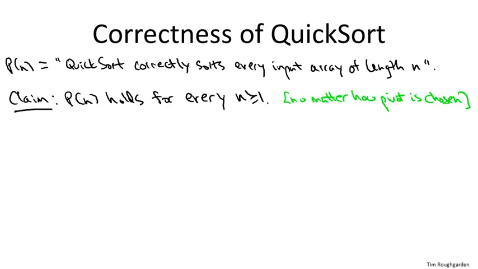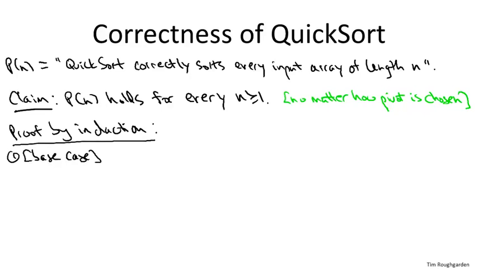So let's proceed by a proof by induction. For the base case, when n equals 1, this is a fairly trivial statement. We're just talking about inputs that have only one element. Every such array is already sorted. Quicksort when n equals 1 just returns the input array. It doesn't do anything, and that is indeed a sorted array that it returns.